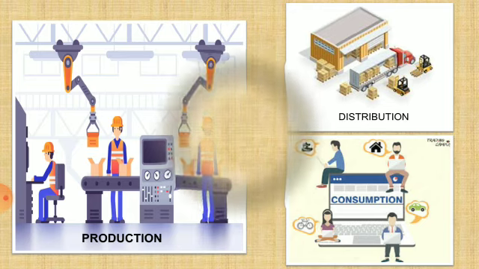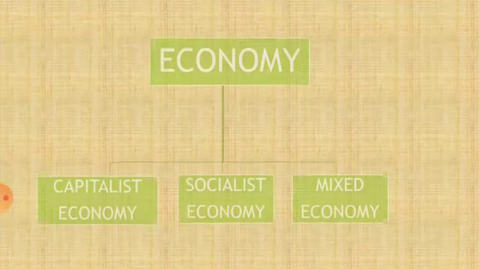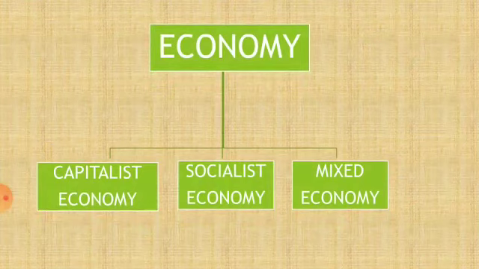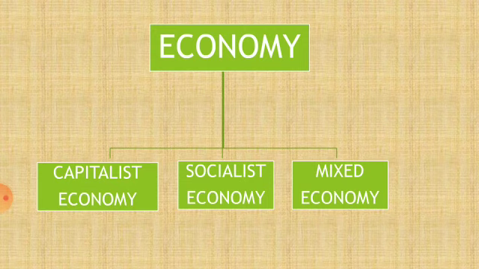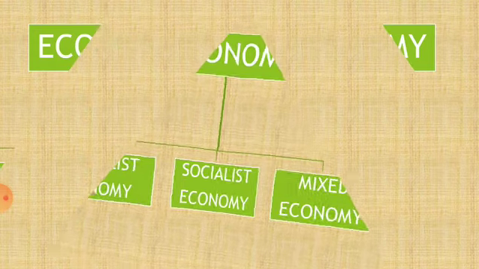Now, on the global level, we have three types of economies: capitalistic economy, socialistic economy, and mixed economy. So students, we will study all these three types of economies one by one. So let's take the first economy, which is the capitalistic economy. Now in capitalistic economy, the ownership and management of means of production is in the hands of private individuals.